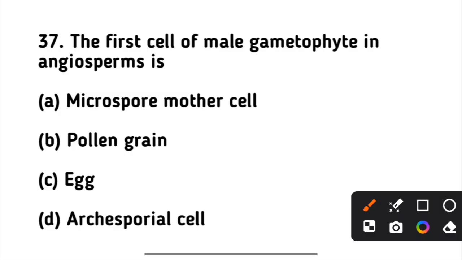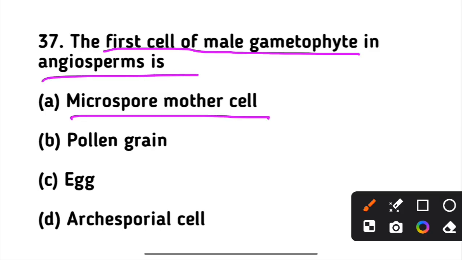Next question. The first cell of male gametophyte in angiosperm is: microspore mother cell, pollen grain, egg, archesporial cell. Option B is correct, pollen grain. The first cell of male gametophyte in angiosperm is pollen grain.